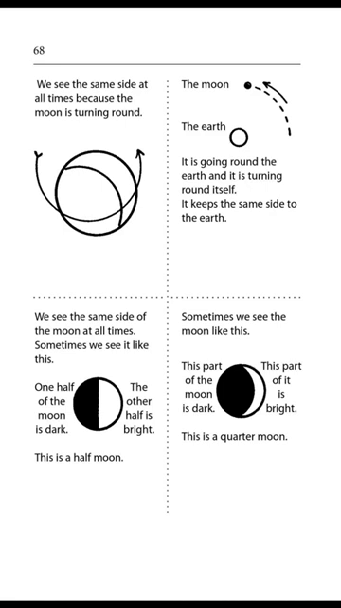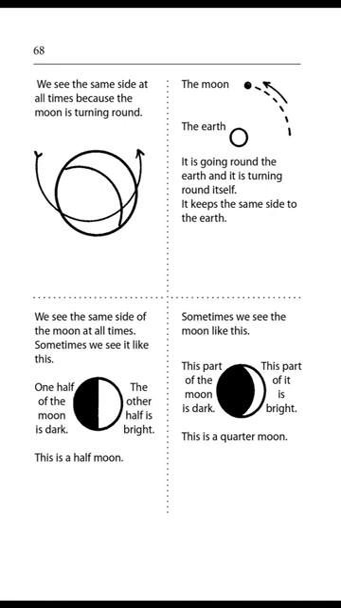Page 68. We see the same side at all times because the moon is turning round. The moon, the earth. It is going round the earth and it is turning round itself. It keeps the same side to the earth. We see the same side of the moon at all times. Sometimes we see it like this. One half of the moon is dark. The other half is bright. This is a half moon.